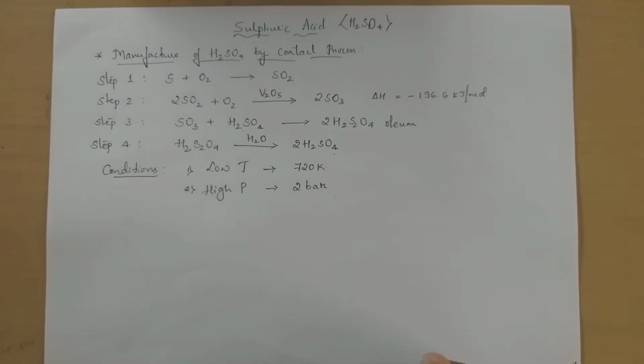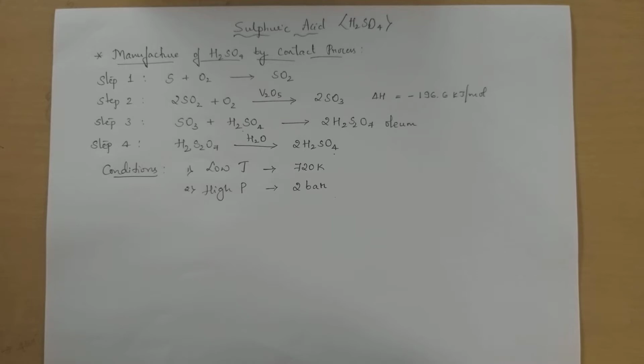Next, coming to the properties of sulfuric acid. Firstly, we have physical properties. Under physical properties, it is a colorless oily liquid, as you are already familiar with in your laboratory. Mainly we use it as a laboratory reagent, right? H2SO4 is a colorless oily liquid. It dissolves in water with the liberation of heat, so we can dilute it. That is, it is soluble in water.